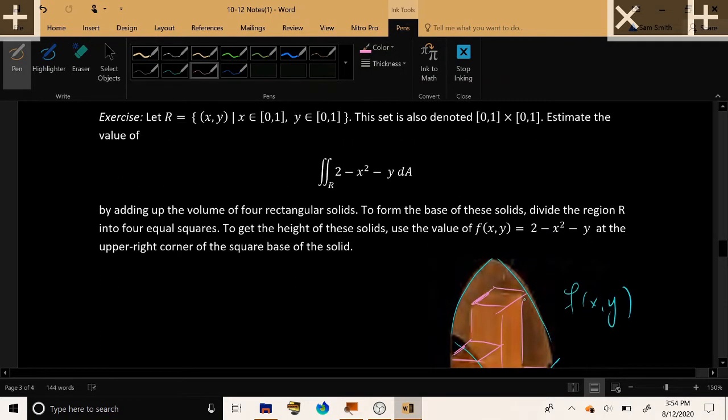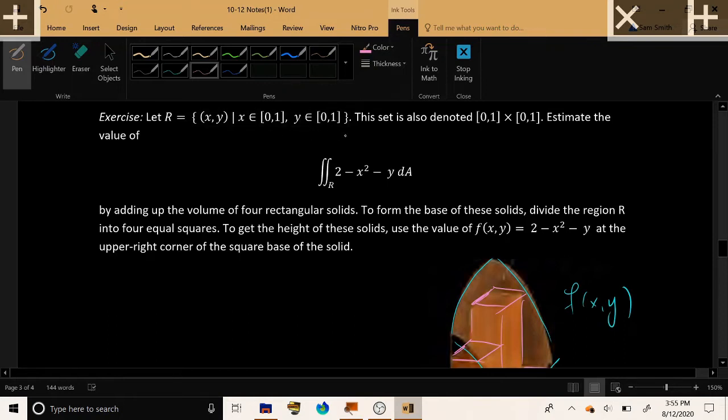Okay, to make that more precise, let's read the entire problem. Someone describes to me a region R in the xy plane consisting of all the x's in the interval from 0 to 1 and all the y's in the interval from 0 to 1.